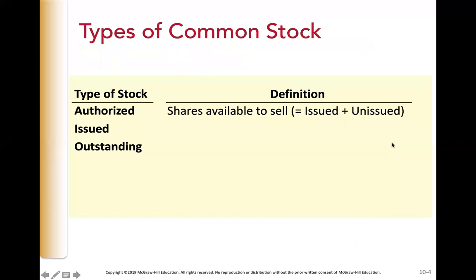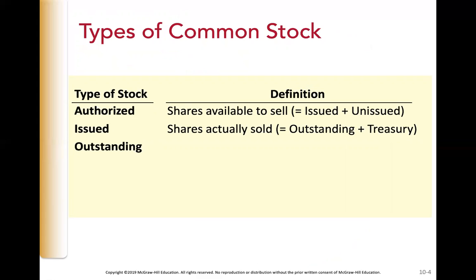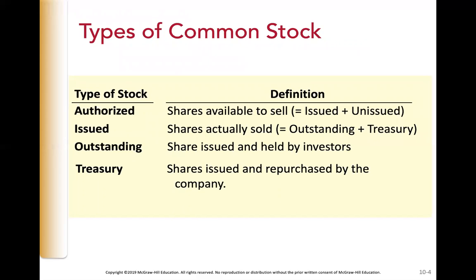So authorized, available to sell, issued and unissued. Issued are shares actually sold, outstanding plus treasury stock. And then outstanding are the shares issued and still held by investors. Lastly, you have treasury stock, shares that have been issued and repurchased by the company.